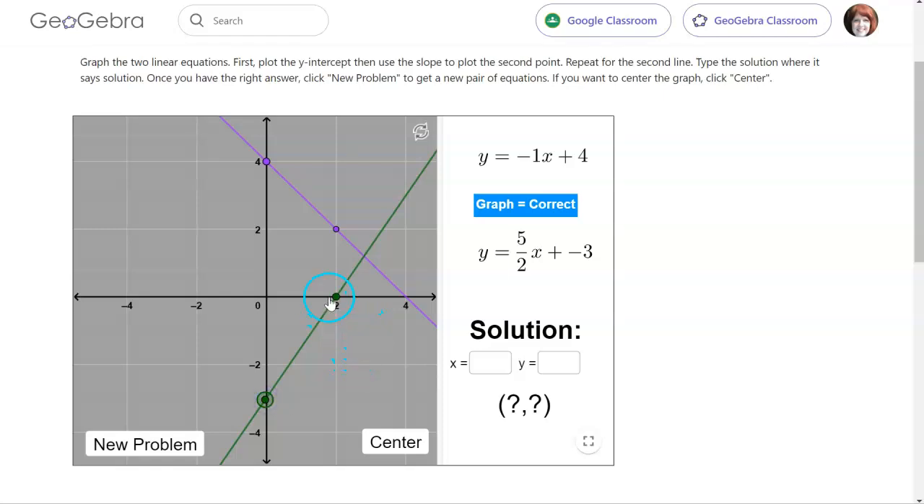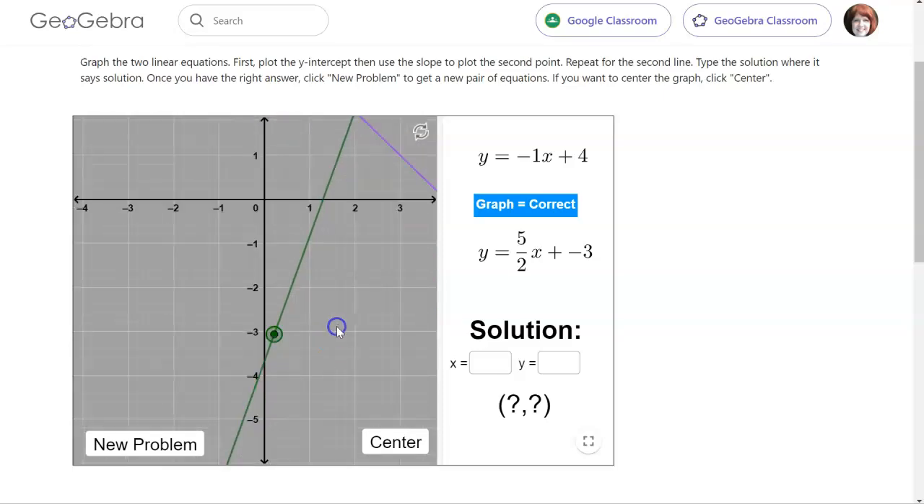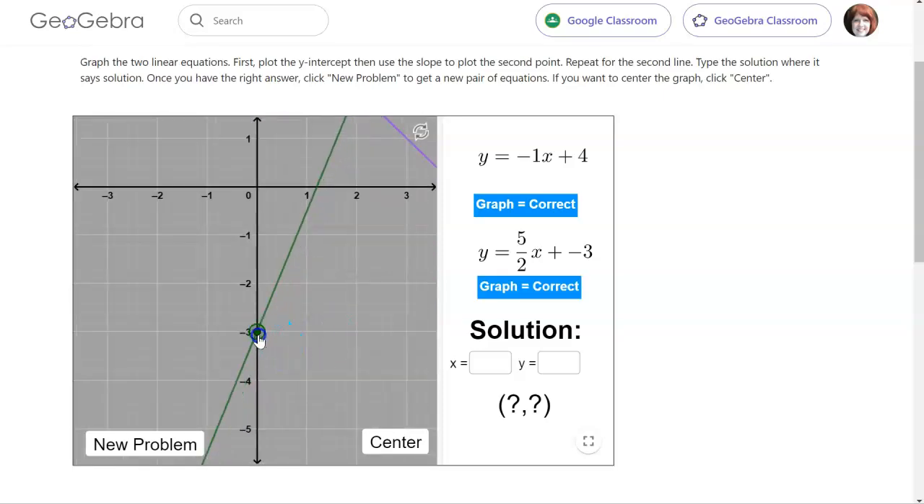And then I'm going to go up 5. Let's see, that's 3, 4, 5. And then right 2. So to get these to work, you really need to zoom in until you can see that -3, and then you can get it to say correct.